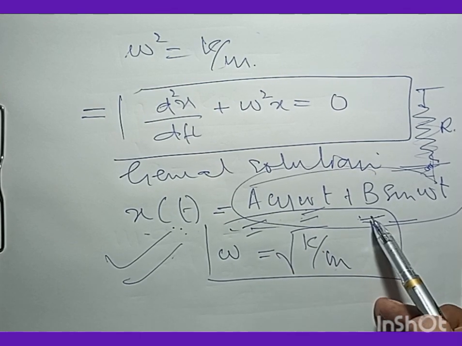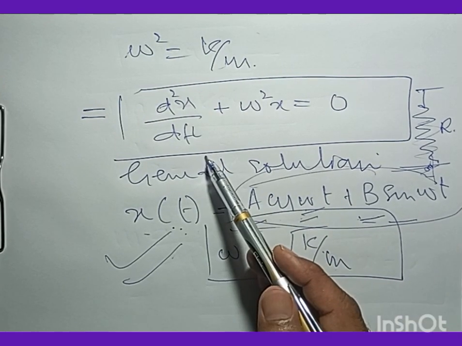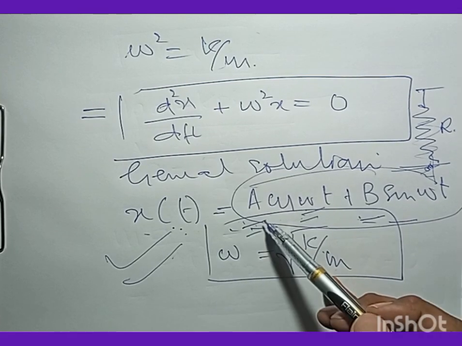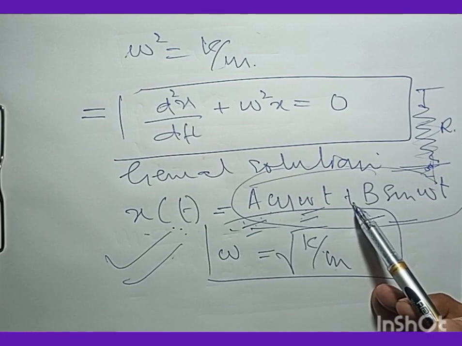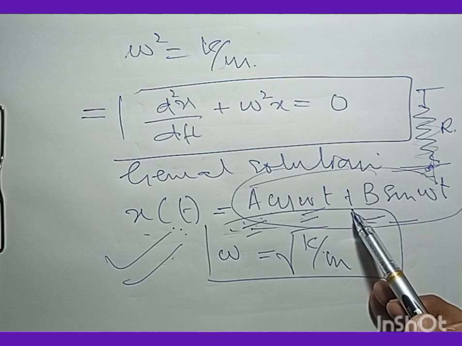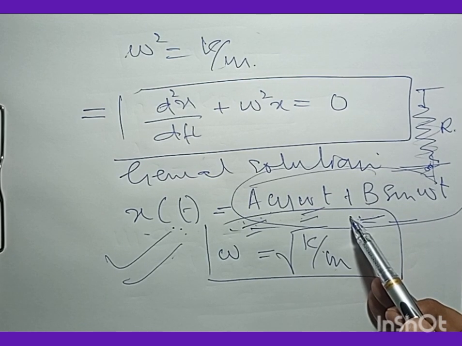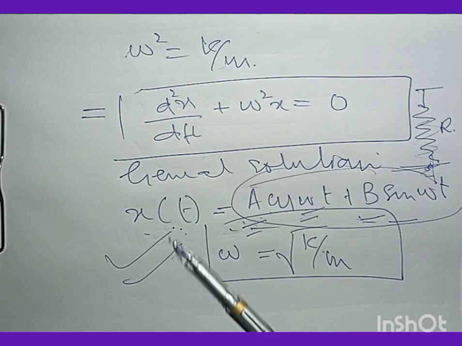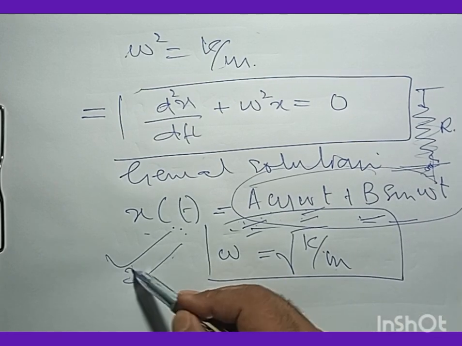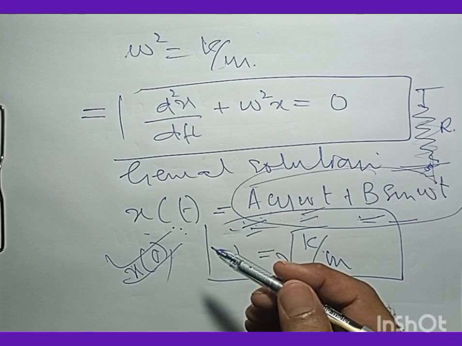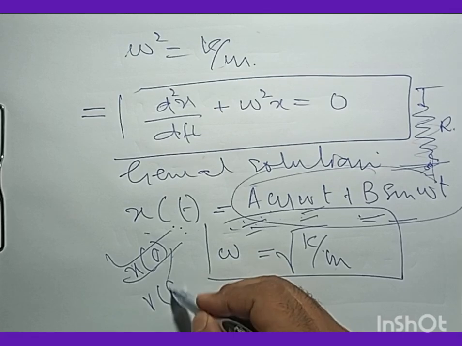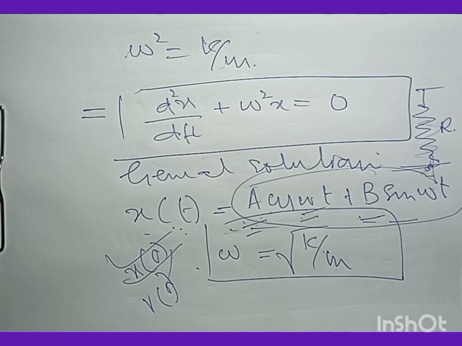We have the constants that we have introduced in the solution of this problem, constant A and constant B, and they are to be calculated. They are to be determined by the initial conditions of the system, like the initial displacement, say x of 0, and the initial velocity, say v of 0.